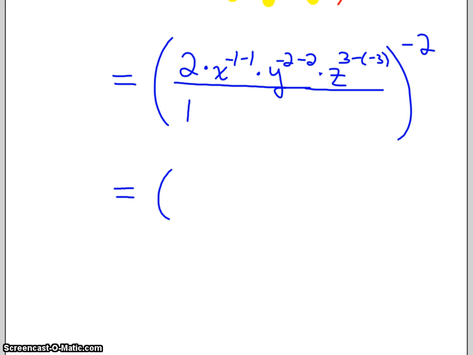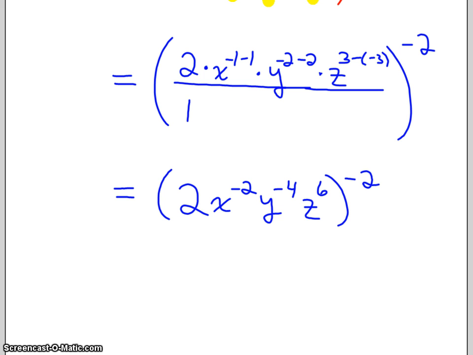So let's rewrite this now. 2. Now x. Negative 1 minus 1 is negative 2. So 2x to the negative 2. Y. Negative 2 minus 2 is negative 4. Z. Negative 3 minus negative 3 means negative 3 plus 3, actually, so that's a 0? No: 3 minus negative 3 becomes 3 plus 3. So that's a 6. All raised to the negative 2. Now what we're going to do next is every single one of these factors in the parentheses, and there are 4 of them, 1, 2, 3, 4, every single one of those gets raised to the negative 2 power.